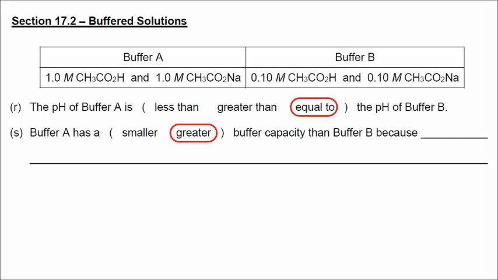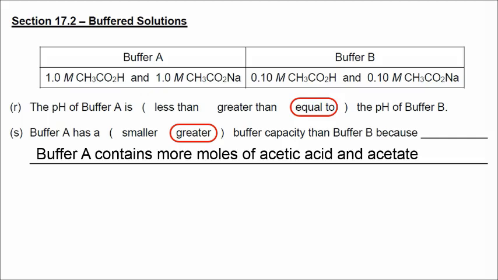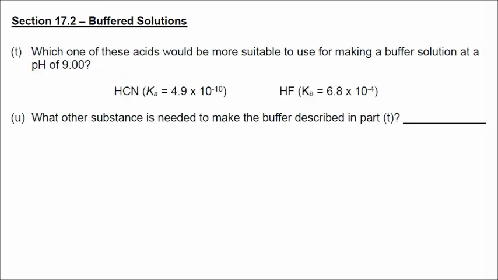So the pH of buffer A is the same as the pH of buffer B. However, buffer A does have a greater buffer capacity than buffer B because it contains more moles of acetic acid and acetate. So buffer A is going to be able to withstand a greater concentration of either additional acid or base added to it. Buffer A will last longer. If you kept adding additional acid or base, buffer A would be able to hold the pH for a longer period of time.